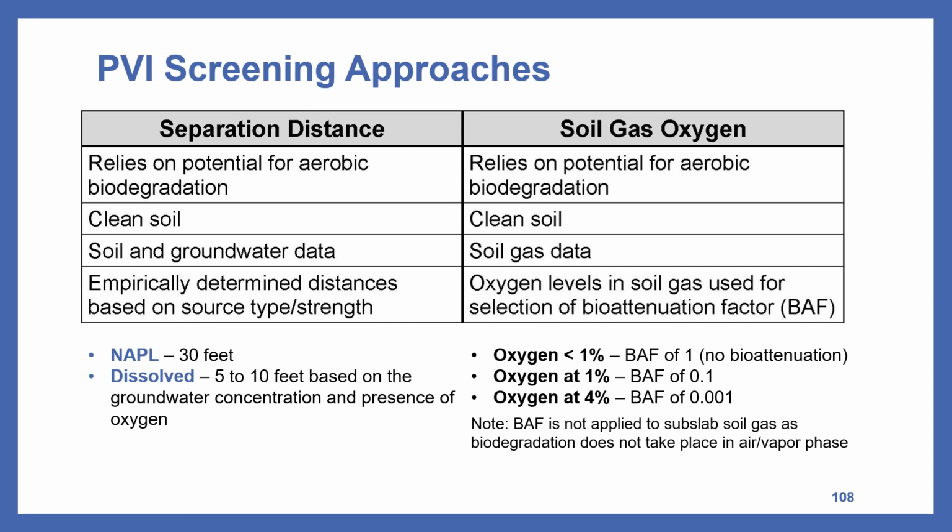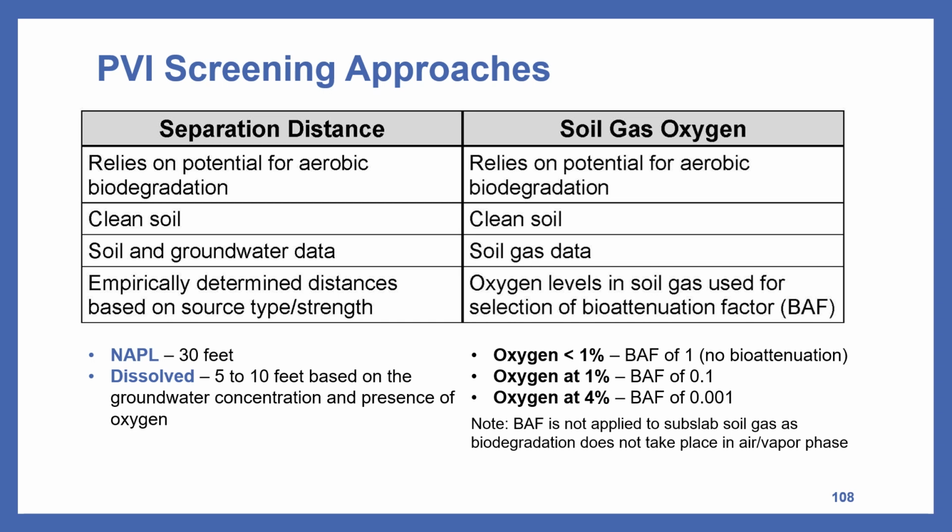At 1% oxygen, you can use a bioattenuation factor of 0.1. So in this situation where you're using a soil gas attenuation factor of 0.03, that could be adjusted to be 0.003. And then at 4%, you get a BAF of 0.001. It's important to note that the BAF is not applied to subslab soil gas because biodegradation does not occur in the air or vapor phase.